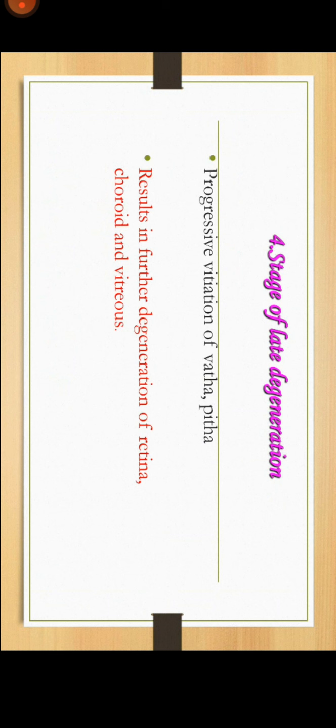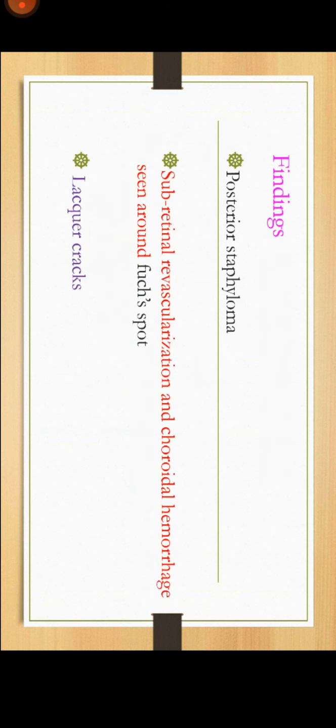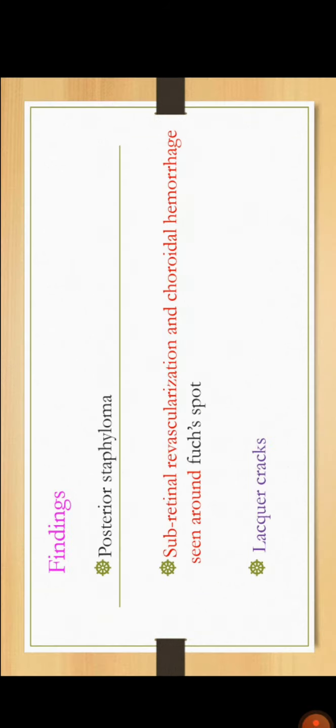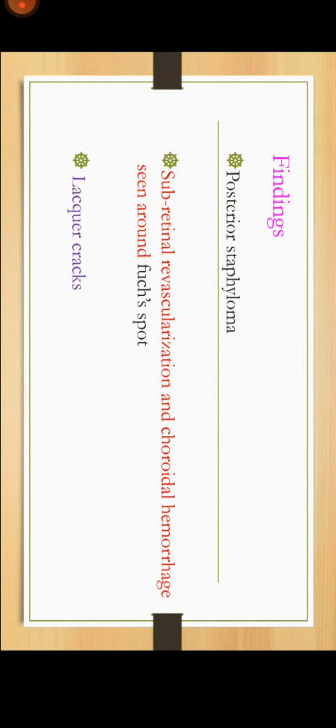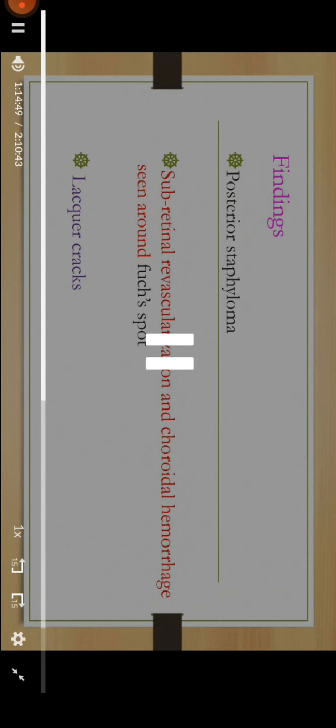The next is the stage of degeneration. Actual stage started: the progression of vitiation of Vata and Pitta results in further degeneration of retina, choroid and vitreous. Findings: posterior staphyloma occurs. Posterior staphyloma means the bulging of the eyeball due to the thinning of the sclera. Sclera gives the structure to the eyeball. What happens when the sclera becomes thin? The posterior part of the eyeball becomes bulged. That is staphyloma.